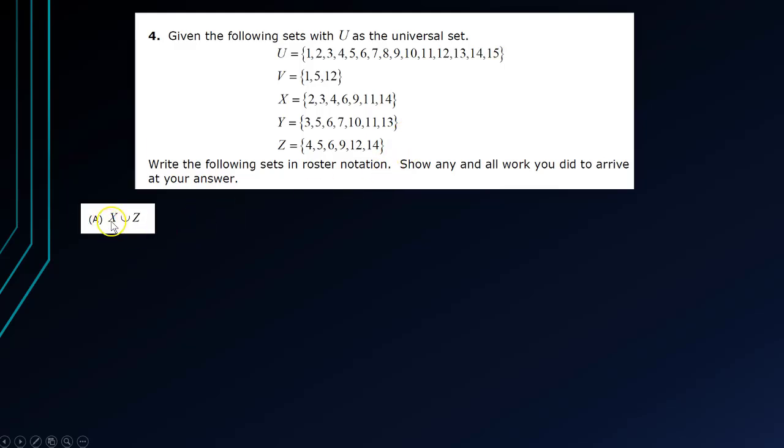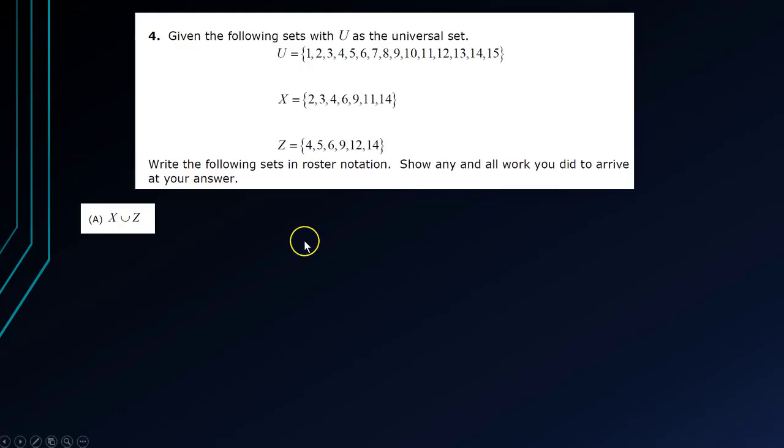If I want to find the union of X and Z, first I'm only going to focus my attention on those 2 sets. And a union means that I'm going to include all elements of these sets that belong to at least one of these 2. If it belongs to one or the other, it's going to be included. If it's a part of both sets, it's going to be included.